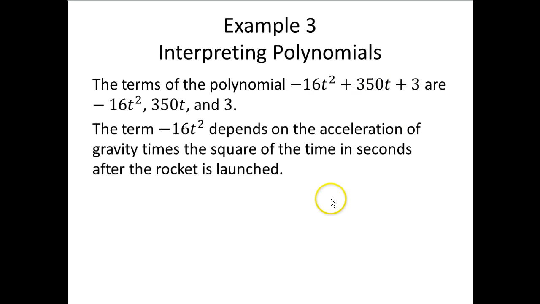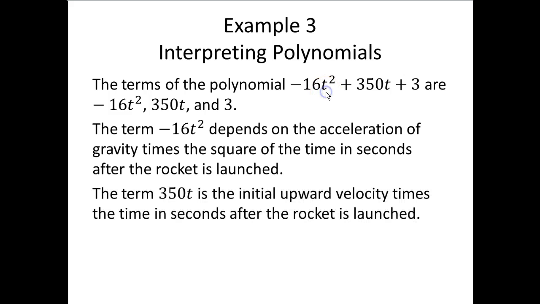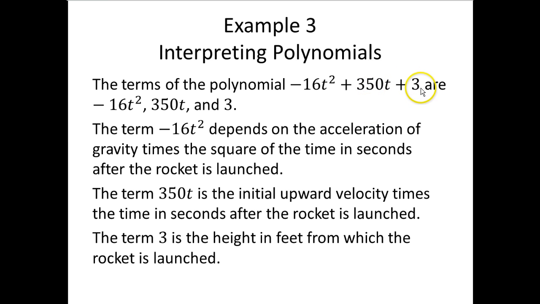Now, the term negative 16 t squared depends on the acceleration of gravity times the square of the time in seconds after the rocket is launched. The term 350t is the initial upward velocity times the time in seconds after the rocket is launched. The term 3 is the height in feet from which the rocket is launched. Those are the values of our parameters.